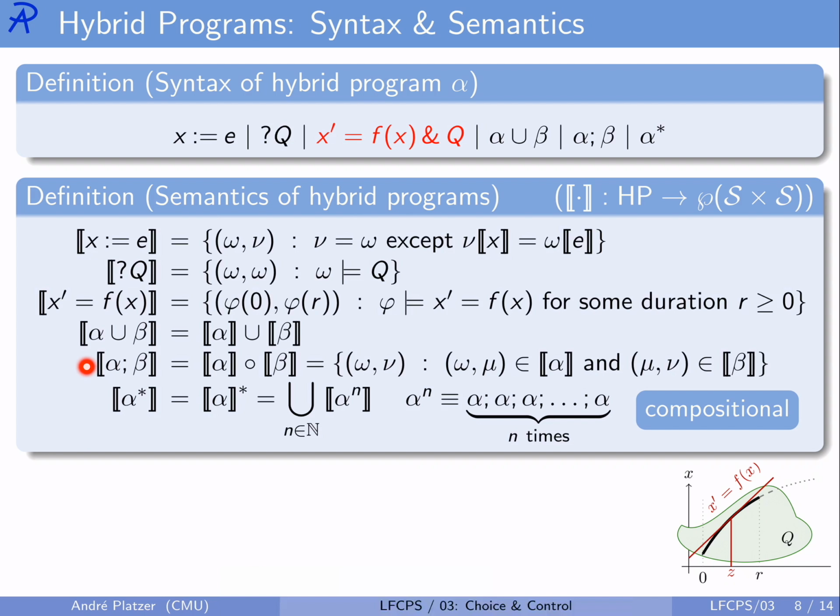The meaning of a sequential composition is the composition of relations of alpha and beta. That means alpha semicolon beta can go from an old state omega to a new state nu whenever, for some intermediate state mu, the alpha program can go from the initial state omega to the intermediate state mu, and from this intermediate state can the program beta go to the new state nu.